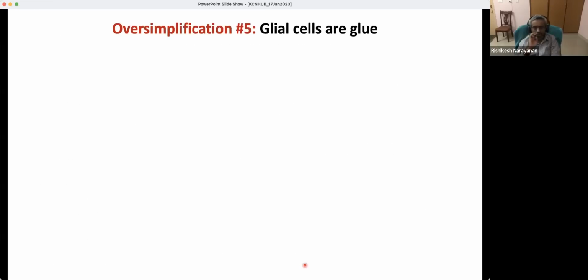So the last one, which should be brief, is about the glial cells. So far we have been talking about neurons, which are one cell type in the brain, and glial cells get their unfortunate name because people thought that they were just holding neurons in place so that they could do that function.